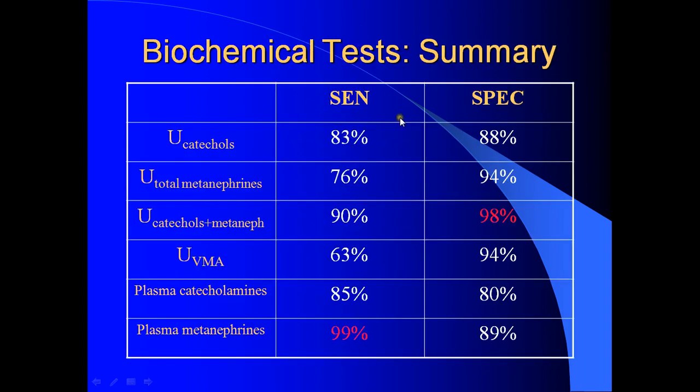So sensitivity and specificity of biochemical testing: urinary catechols, 83% sensitive, 88% specific; urinary total metanephrines, 76% sensitive and 94% specific; urinary catechols and metanephrines together 98% specific, while plasma metanephrines are 99% specific. So these two tests in combination can be done. But what we would usually do is plasma metanephrine, because sometimes these are missed due to less sensitivity. So plasma metanephrines are usually our best choice.